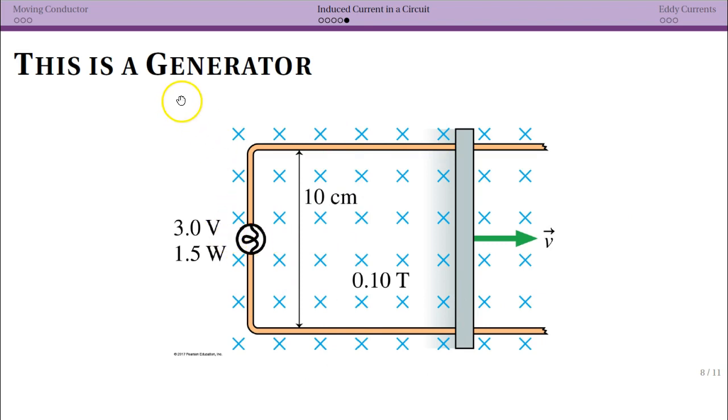So this is the definition of a generator. We are taking something mechanical, we are taking motion and turning it into electrical energy. So induction, and we'll talk more later about specific generator designs, but this is the basic idea.